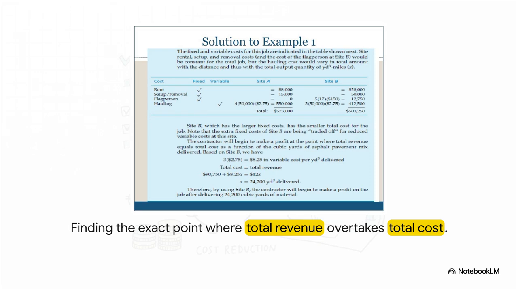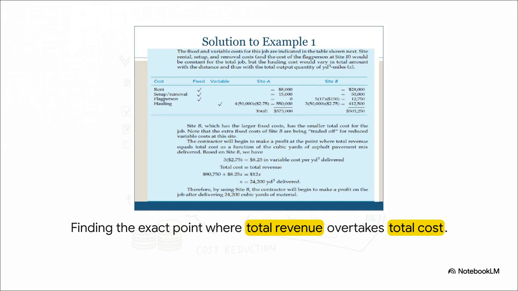Total fixed costs for rent, setup, and a required flag person come to $90,750. The variable cost is 3 miles times $2.75, which comes out to $8.25 per cubic yard delivered. Now, the contractor gets paid $12 per cubic yard.